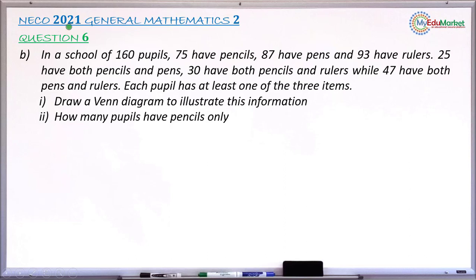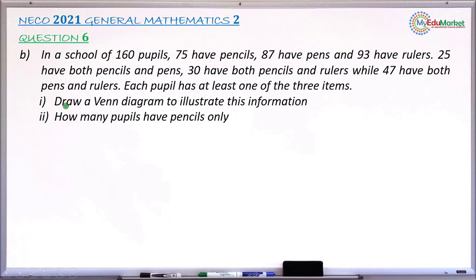This is NECO 2021 General Mathematics Paper 2, and we are answering question number 6B. The question reads: in a school of 160 pupils, 75 have pencils, 87 have pens, and 93 have rulers. 25 have both pencils and pens, 30 have both pencils and rulers, while 47 have both pens and rulers. Each pupil has at least one of the three items, that is, each and every one among these 160 pupils has at least one of those three items mentioned.